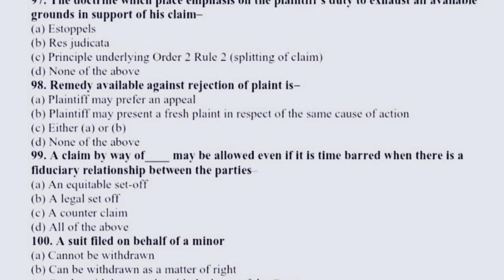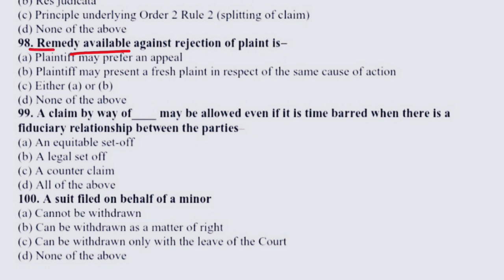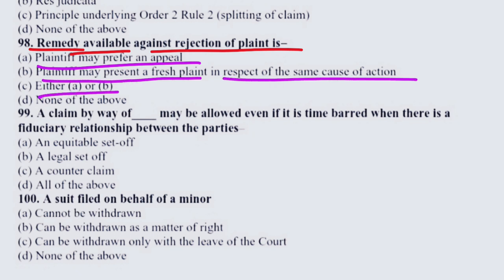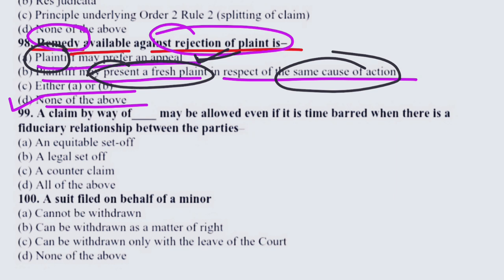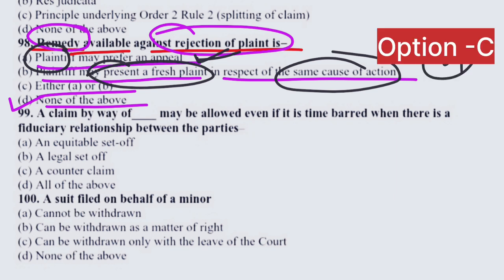Okay, so now into next question. Remedy available against rejection of a plaint. Options are plaintiff may prefer an appeal, plaintiff may present a fresh plaint in respect of the same cause of action, either A or B, none of the above. In this case, the correct option would be option D. That means remedy available against rejection of a plaint. Plaintiff may prefer an appeal, or plaintiff may present a fresh suit in respect of the same cause of action. So in this case, option D would be the correct answer.